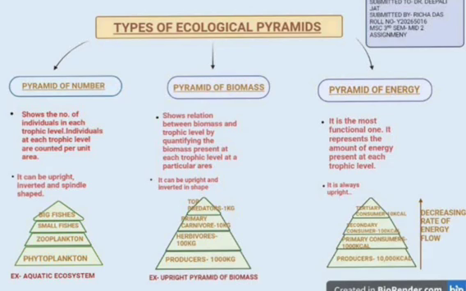First, the pyramid of numbers. It is a graphic representation of the number of individuals per unit area of various trophic levels, stepwise with producers being kept at the base.